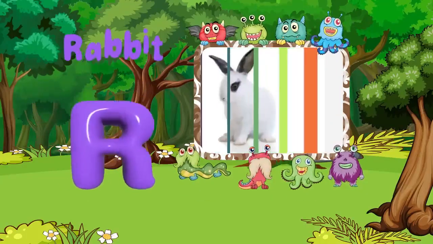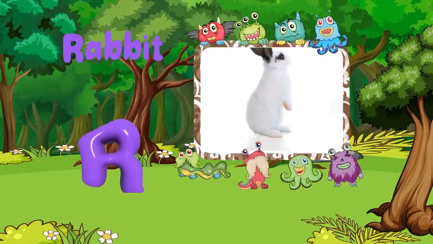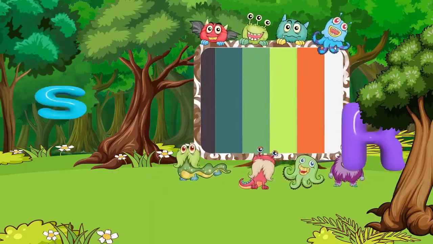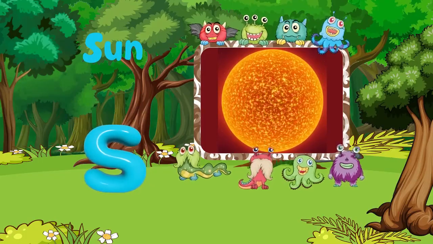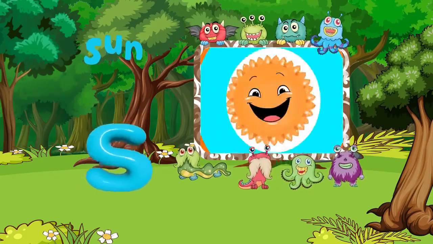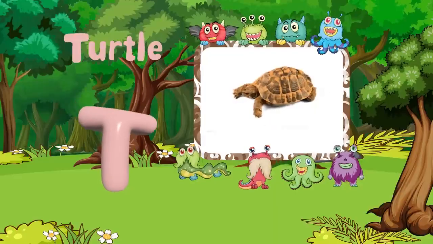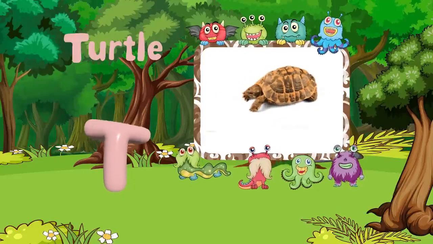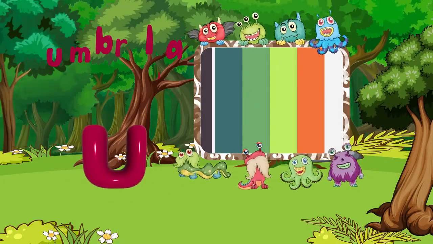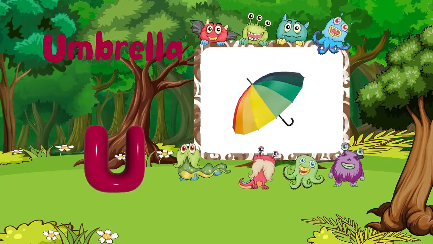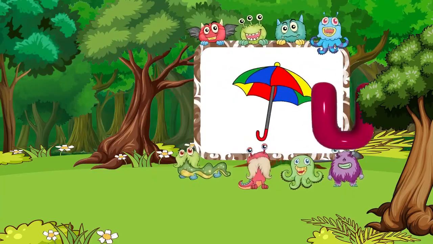R is for rabbit. Rabbit. S is for sun. Sun. T is for turtle. Turtle. U is for umbrella. Umbrella. U is for umbrella.